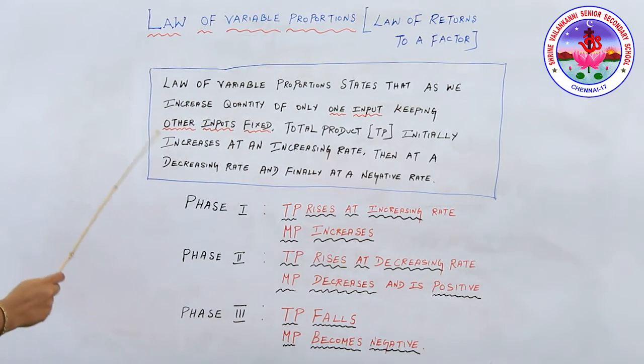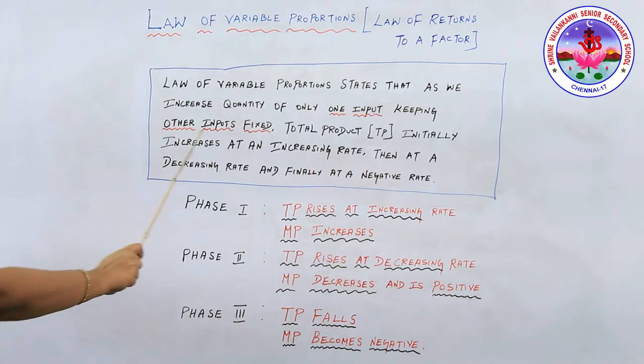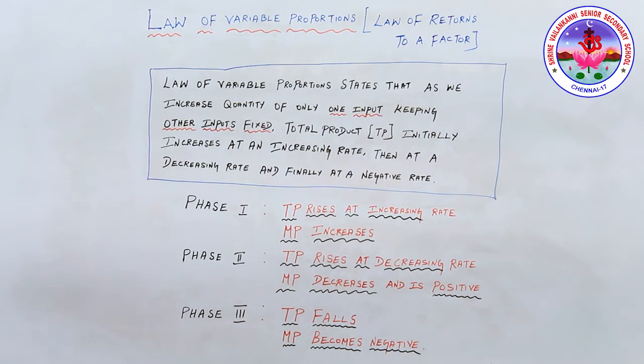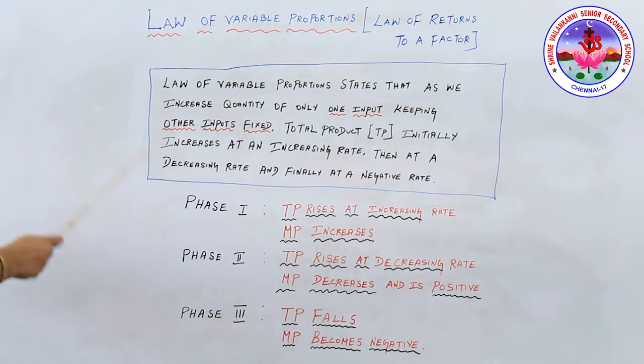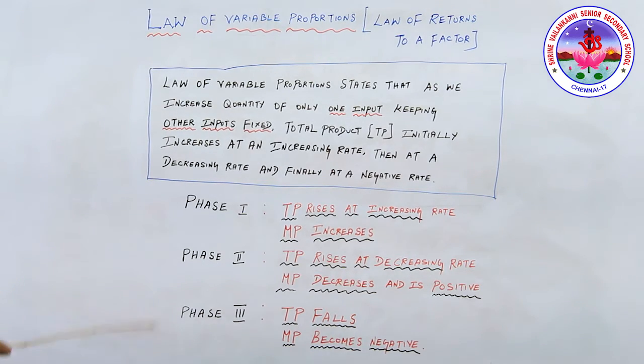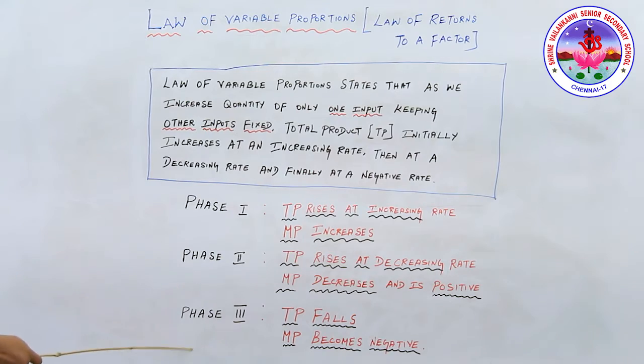Returns to a factor refers to the increase in the total product when only one factor is increased, keeping all the other factors fixed. So what will happen when one input is variable and all other inputs are fixed? We are calling it returns to a factor. That's what the law of variable proportion states, that as we increase the quantity of only one input, keeping the other input fixed. Now, let's see with the phases, phase 1, phase 2 and phase 3.